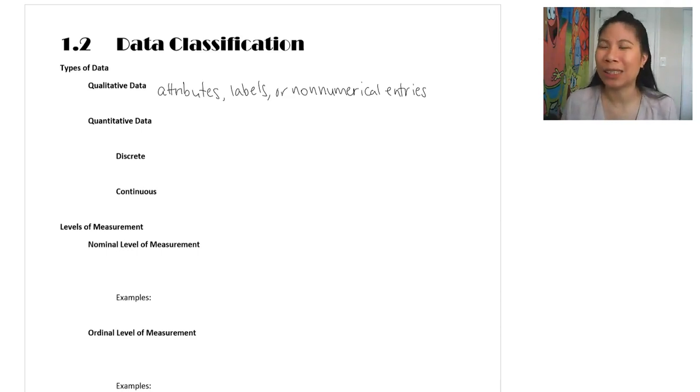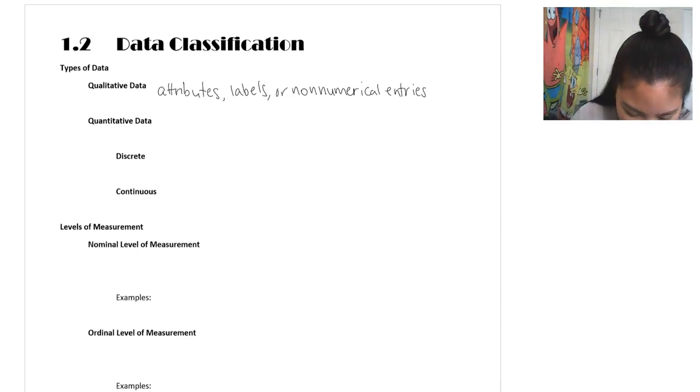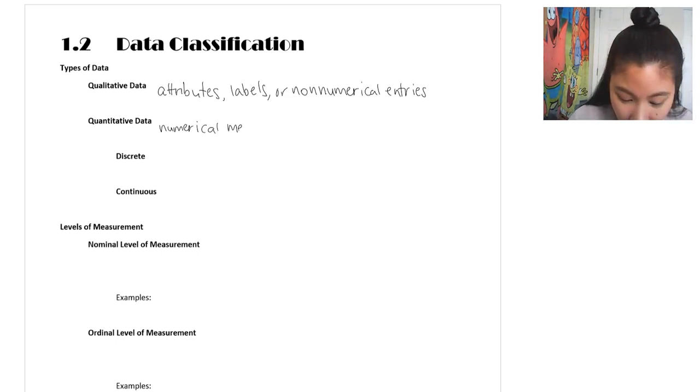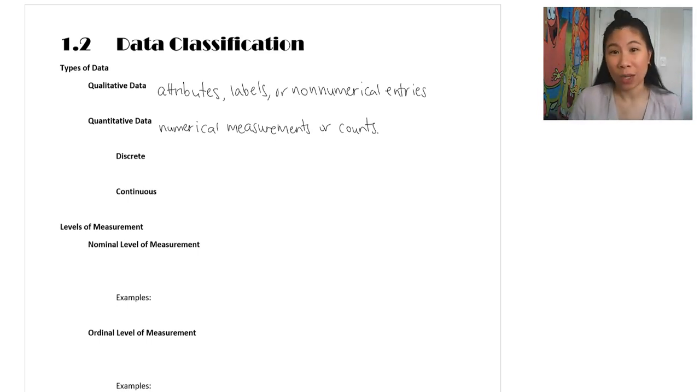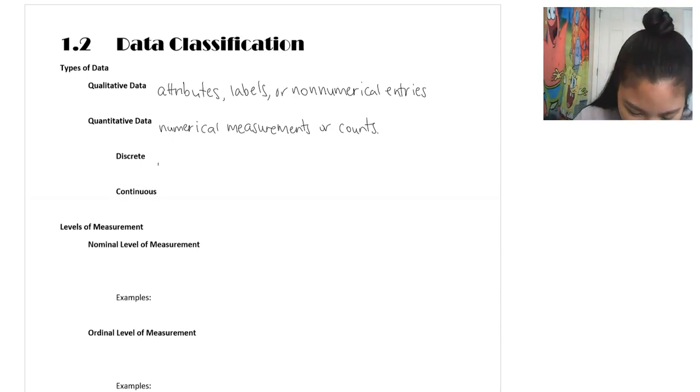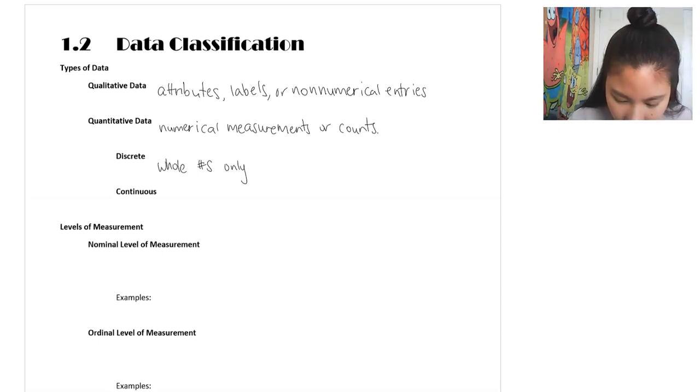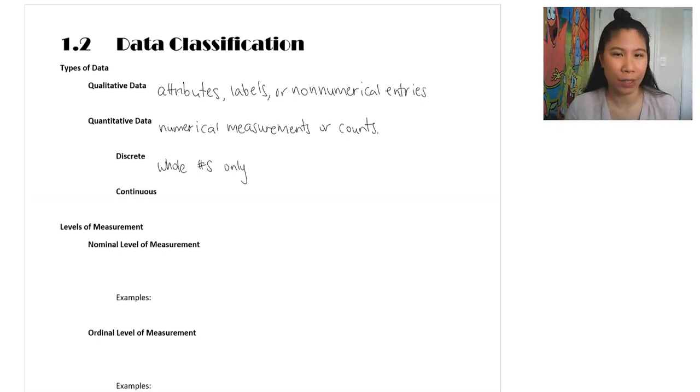So that's why zip codes, things like that, even though they're numbers, are still not considered quantitative, because quantitative is when we actually talk about numbers. So quantitative data are numerical measurements or counts. And even within quantitative data, we can separate those into two categories, either discrete or continuous. Discrete just means that most of the time you only have whole numbers. Continuous is when you're allowed fractions and decimals.